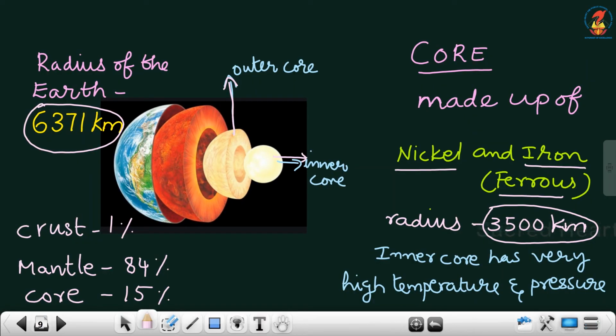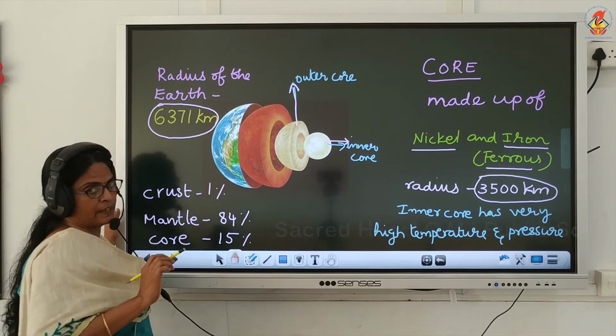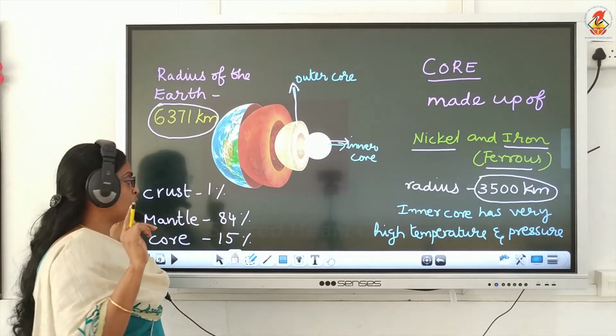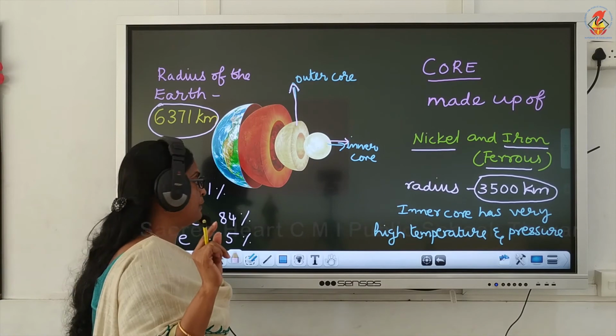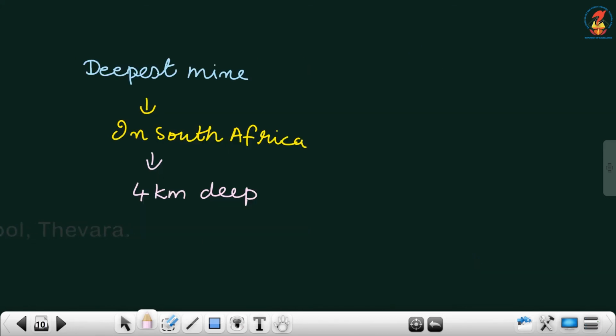Now children, the crust makes only 1% of the volume of the earth, whereas the mantle makes 84% of the volume of the earth, and the core makes up 15%. Is that clear, children?